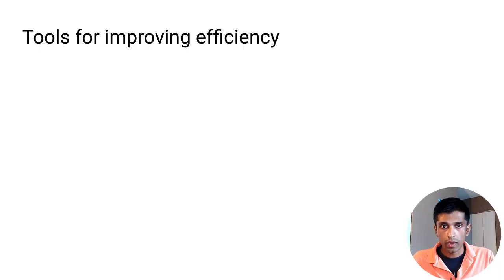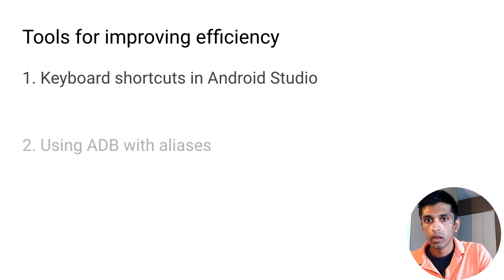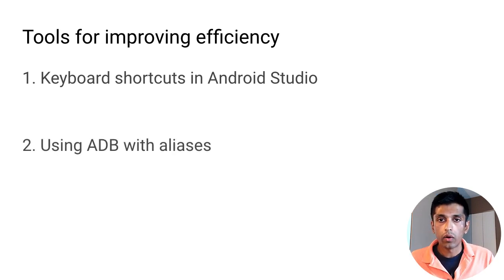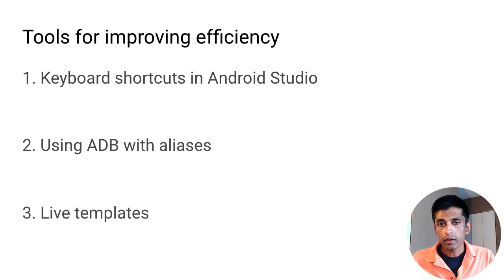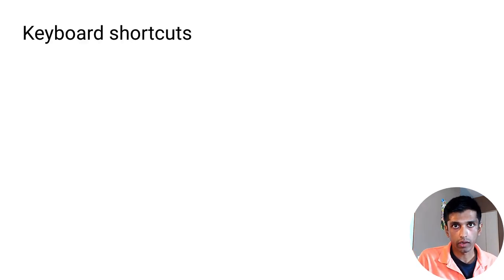So what I'd like to talk about during this session are 3 tools for improving efficiency. First, keyboard shortcuts in Android Studio, because that's where most Android developers are going to spend their time. Second, I'd like to talk about how we can use ADB with aliases to make it way more friendly and way easier to interact with ADB. And third, I want to touch on some of the power of live templates, which some people may not be familiar with. Let's start by taking a look at keyboard shortcuts within Android Studio.